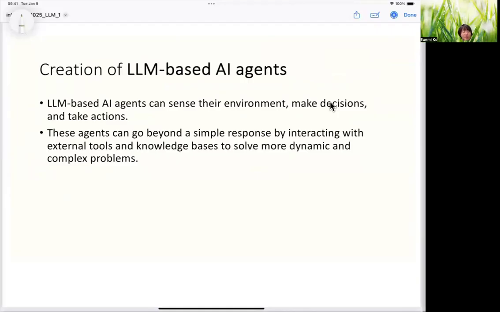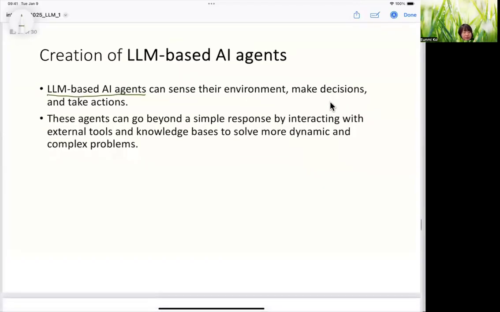All right, so we actually face AI agents based on large language models every day. Large language model-based AI agents can sense their environment, make decisions, and take actions, right? These agents can go beyond simple responses by interacting with external tools and knowledge bases to solve more dynamic and complex problems.